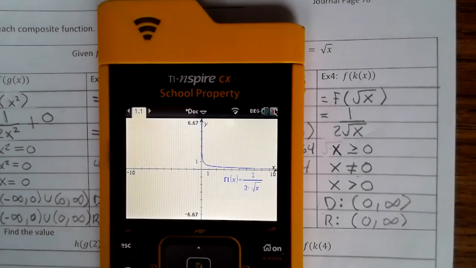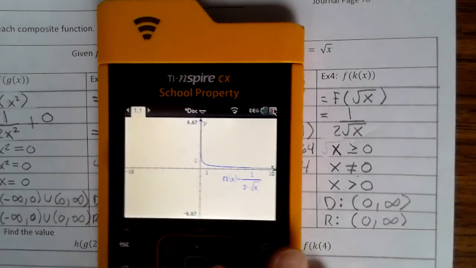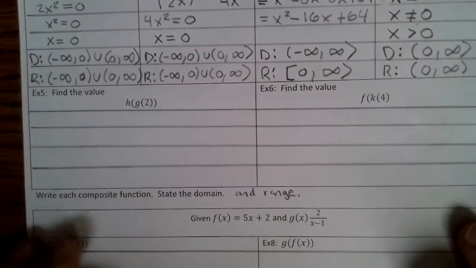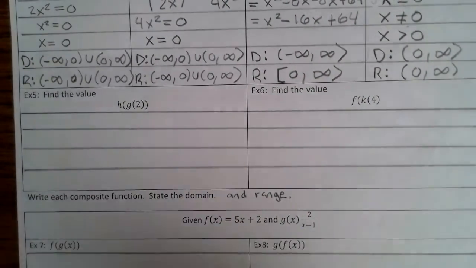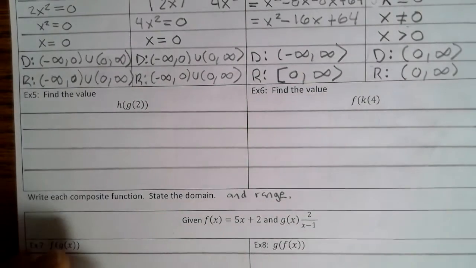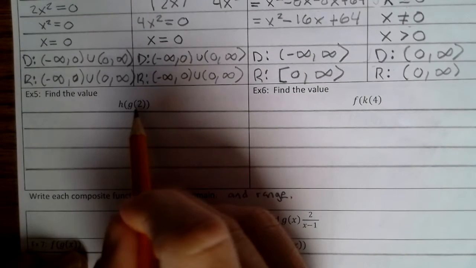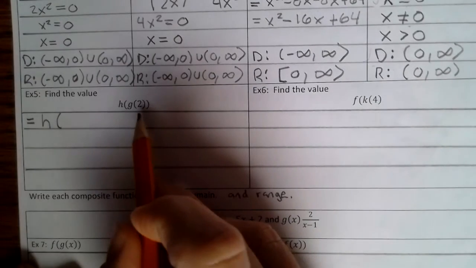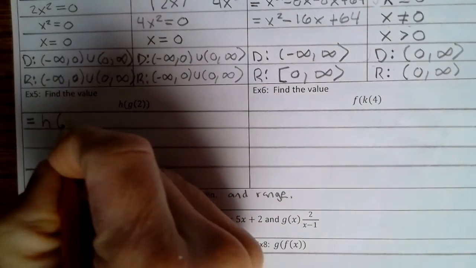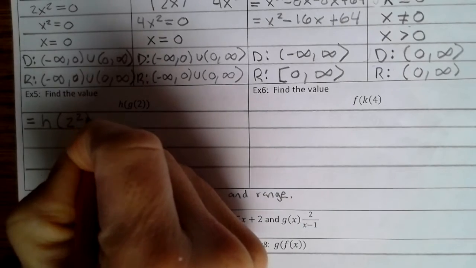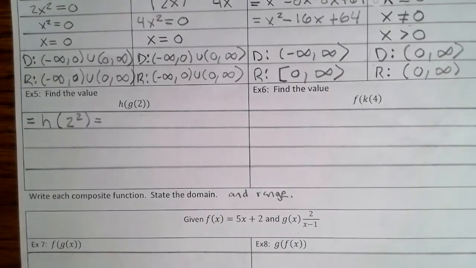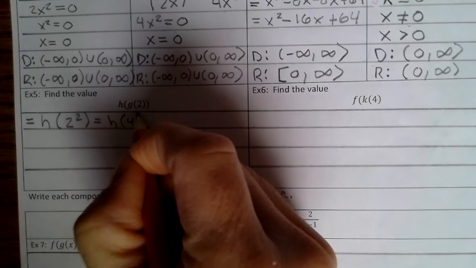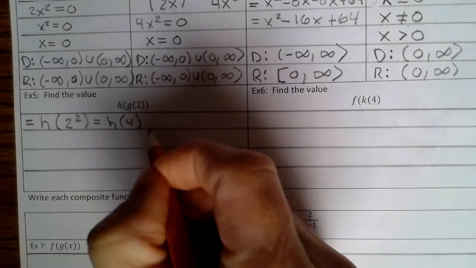All right, let's take a look at example 5. So now we're finding the value. So we're doing h of g of 2. So that's h, so we're plugging in 2 for g. So that's 2 squared, which would be h of 4, which now we're plugging 4 into h, which would be 4 minus 8, which equals negative 4.